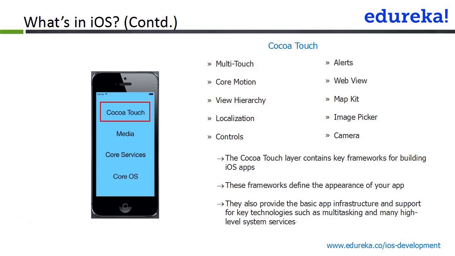And using frameworks in this layer, we define the appearance of our app. This is like our UI builder and our interface builder basically. And we use the frameworks in that when we are building our interface, the face of our app. And not only that, they provide the basic app infrastructure and support for key technologies such as multitasking and many other high-level system services.